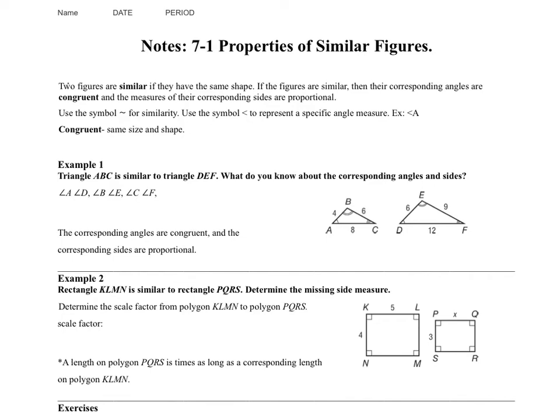Okay, so mine may look a little different than yours because when I converted it over, it took away some boxes and stuff. But the main idea is two figures are similar if they have the same shape. If the figures are similar, then their corresponding angles are congruent. Congruent means equal. So corresponding angles have to match up and they have to be equal. And the measures of their corresponding sides are proportional. Proportional means I can scale up or scale down to that number and they would have that same scale. Congruent means same size and shape.